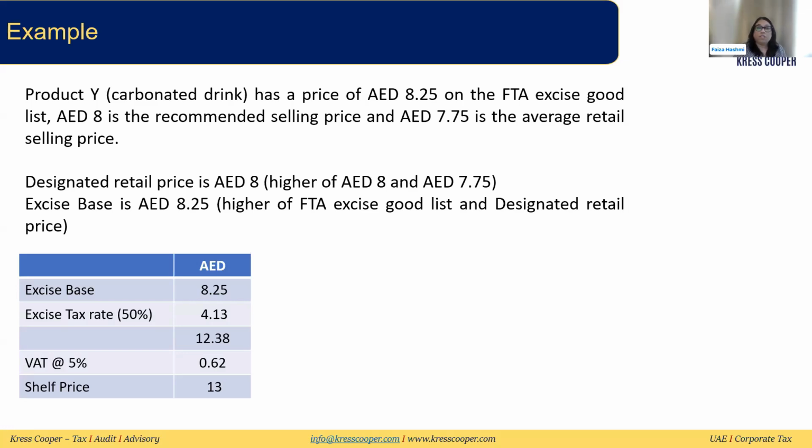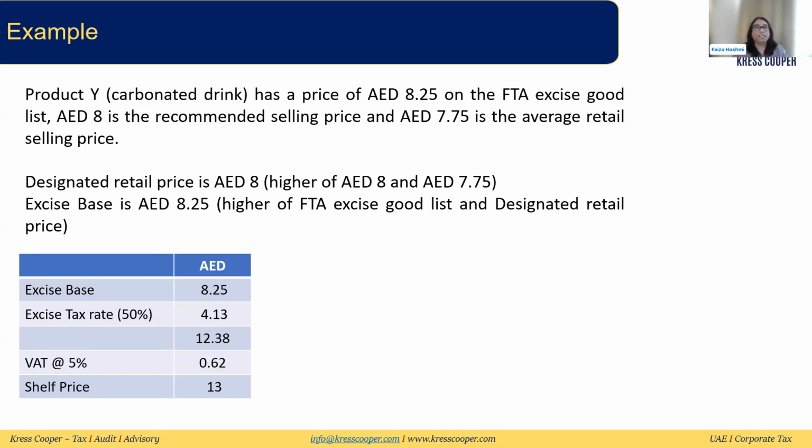First we will see what the recommended selling price is. In our example, the recommended selling price is 8. We need to compare it to the average retail selling price. As we saw in the example before, we calculate it by looking at the different prices, the quantity of products sold at each price, and then dividing it. That is how the average retail selling price was calculated. In our example, that is 7.75. If you compare the two, the recommended selling price is higher, so we need to choose that.